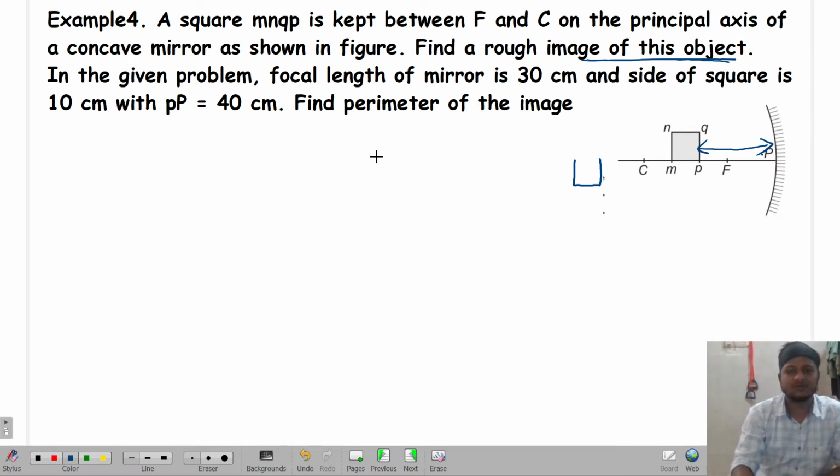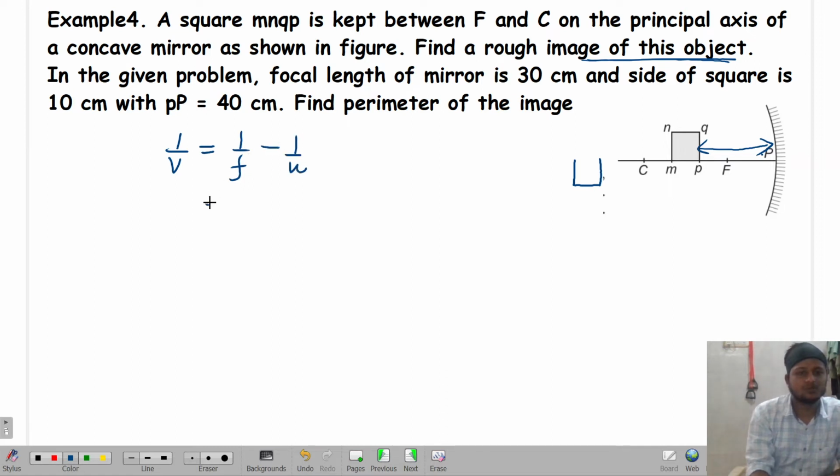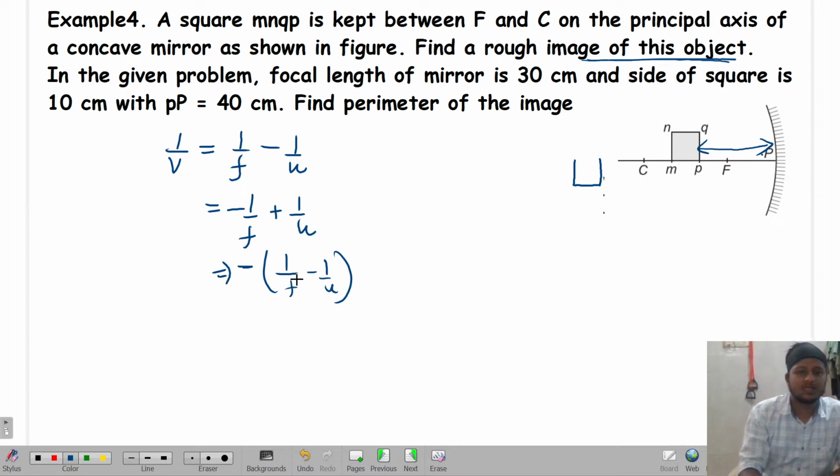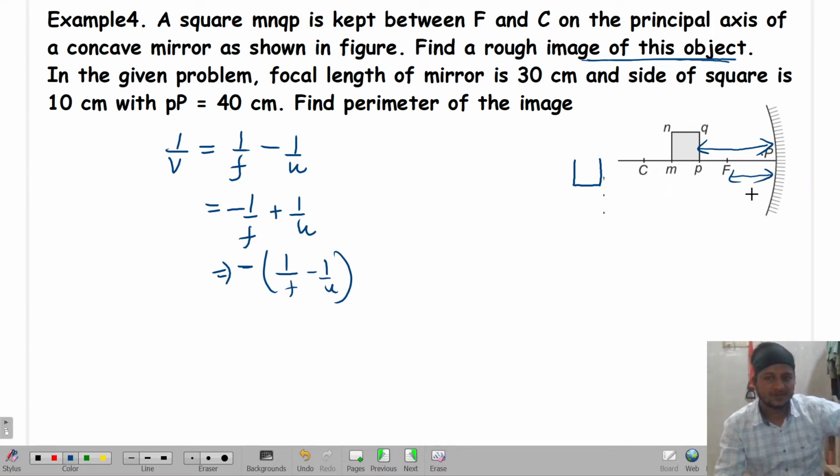Try to see what the relation is: 1 by V is equal to 1 by F minus 1 by U. Now F is negative here, so minus of 1 by F, and the object distance is also negative, so plus of 1 by U. I take the minus because a real image is going to form, so 1 by F minus 1 by U directly. If U is very big, and the focal length is big and U is also big, what is going to happen? Image distance will become very much less. Now try to see here, the focal length is a little bit less, and for the PQ side, I consider the object distance to be U1.